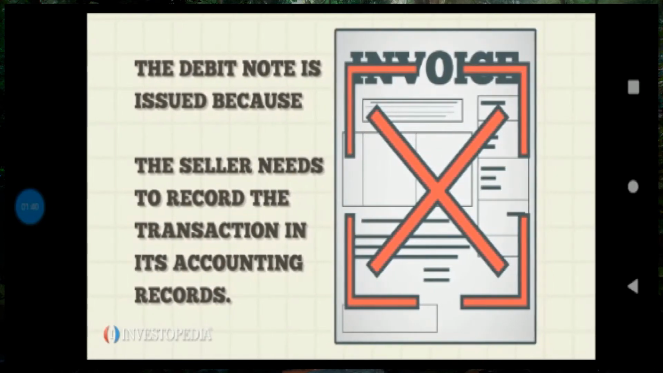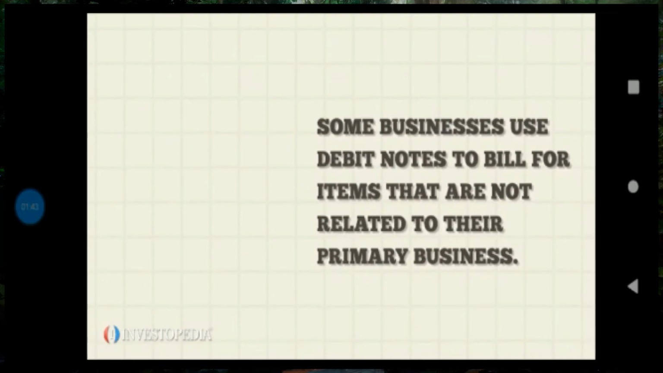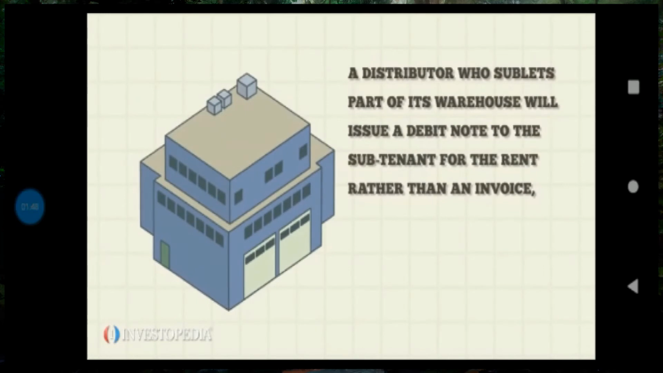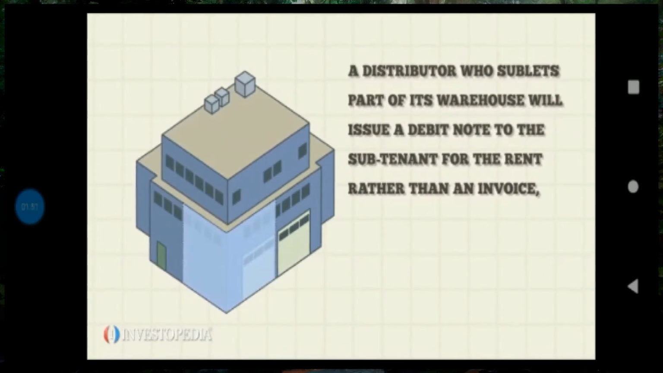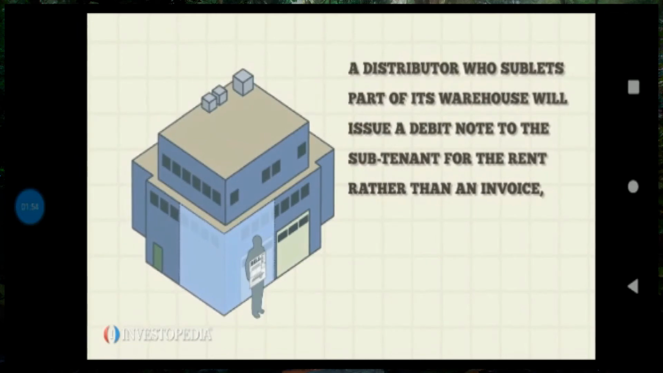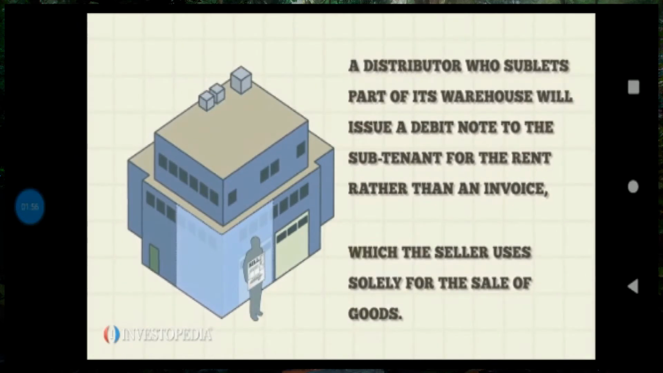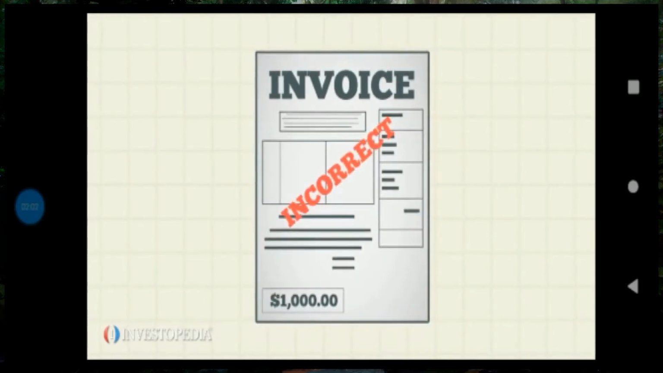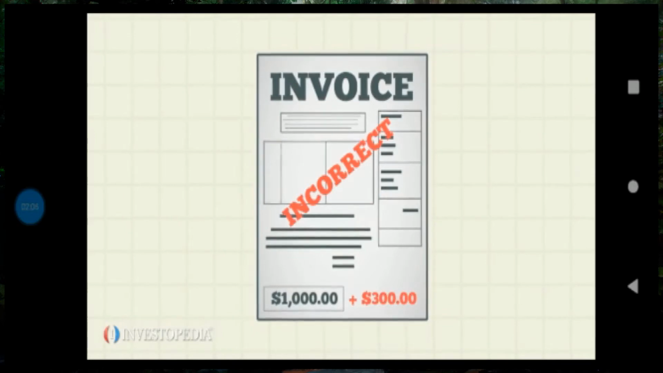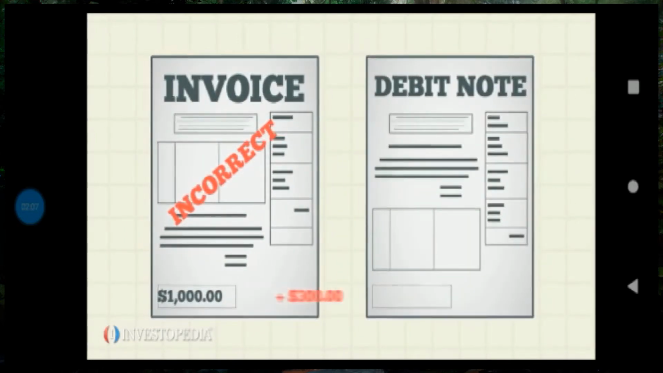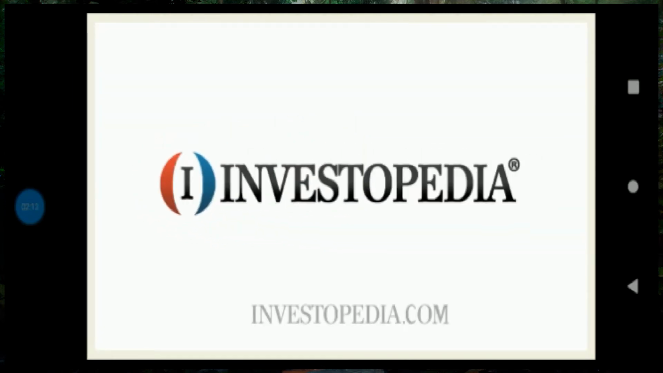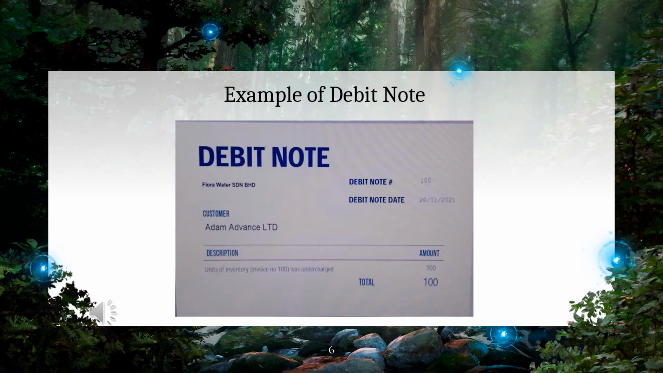Some businesses use debit notes to bill for items that are not related to their primary business. For instance, a distributor who sublets part of its warehouse will issue a debit note to the subtenant for the rent rather than an invoice, which the seller uses solely for the sale of goods. Debit notes are also used to make adjustments to incorrect invoices. Where the purchaser was underbilled, the seller will issue a debit note for the additional amount that should have been billed. This is the example of a debit note.